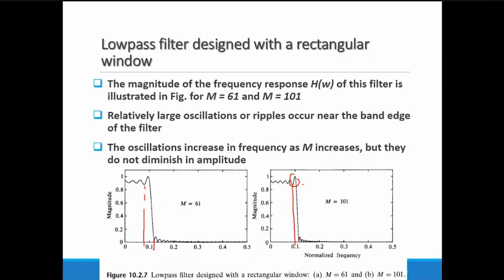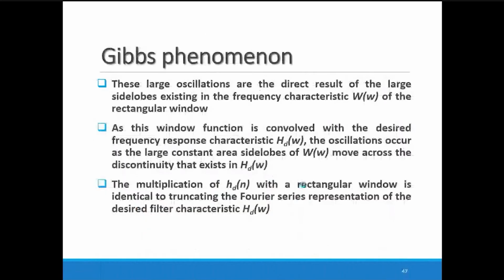Okay, so let us discuss further about this. These large oscillations are the direct result of the large side lobes existing in the frequency characteristic of the rectangular window. As this window function is convolved with the desired frequency response characteristic H_d(ω), the oscillations occur as the large constant-area side lobes of W(ω) move across the discontinuity that exists at H_d(ω).